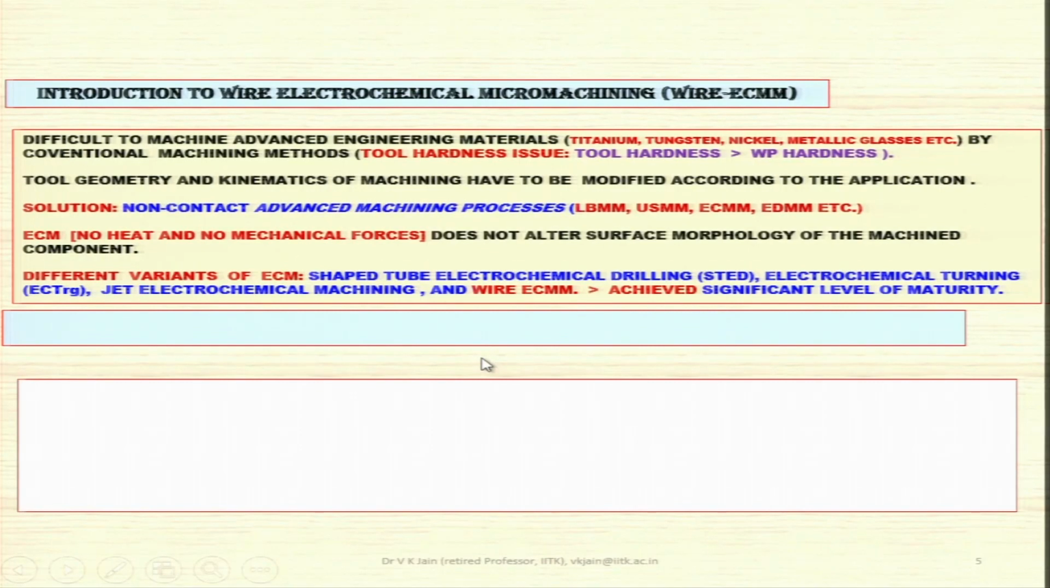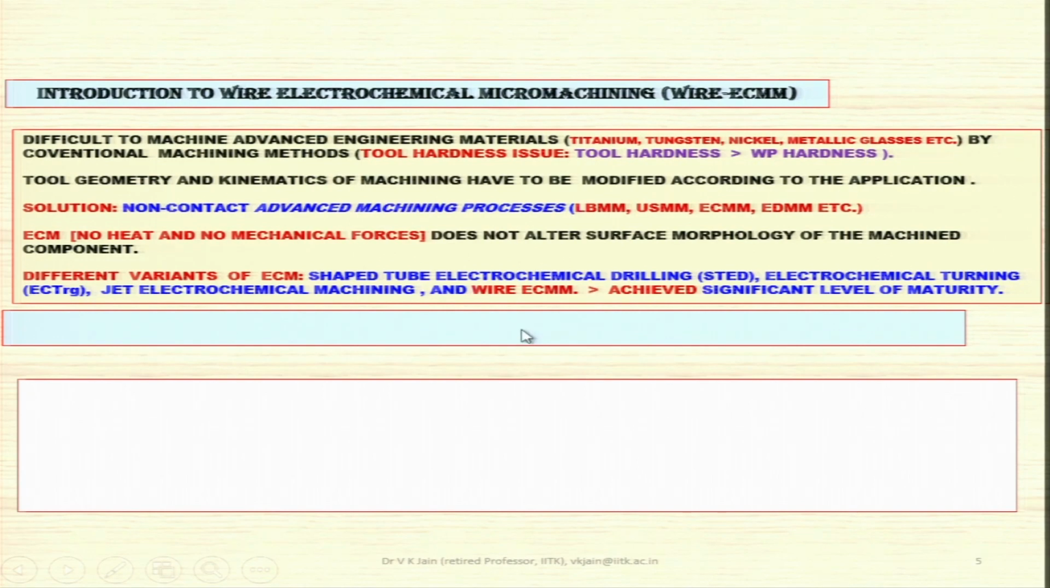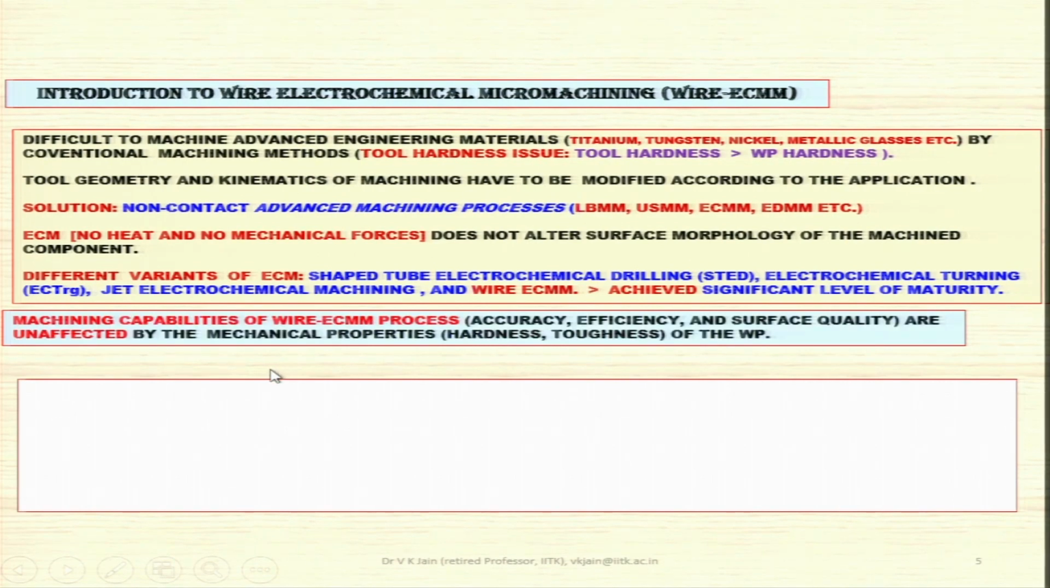Different variants of ECM: shaped tube electrochemical drilling, also abbreviated as STED, electrochemical turning, jet electrochemical machining, wire electrochemical micromachining or wire electrochemical machining. The only difference between wire ECM and wire ECMM is the size of the feature that you are creating by this process. Wire ECMM has achieved a significant level of maturity and is being used on the shop floor in some advanced industries. Machining capabilities of the wire ECMM process, like accuracy, efficiency and surface quality, are unaffected by the mechanical properties of the workpiece, namely hardness, toughness, etc.